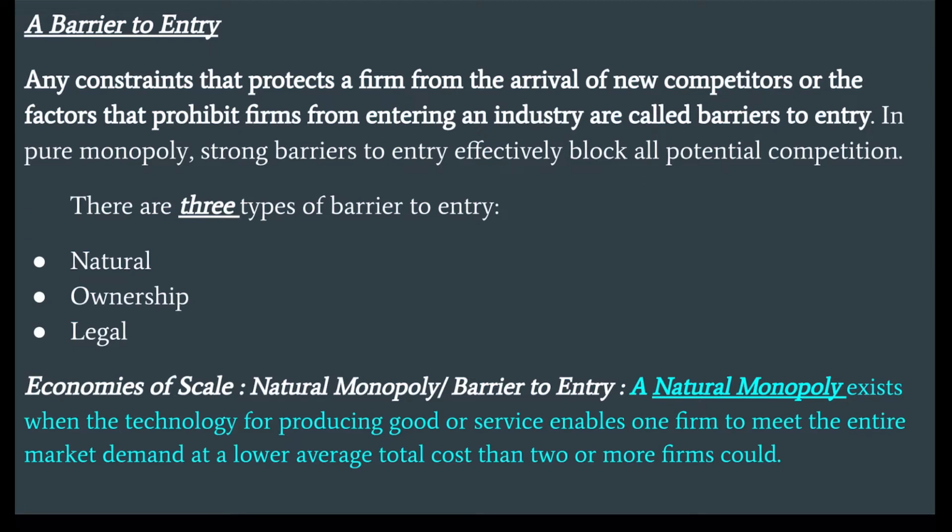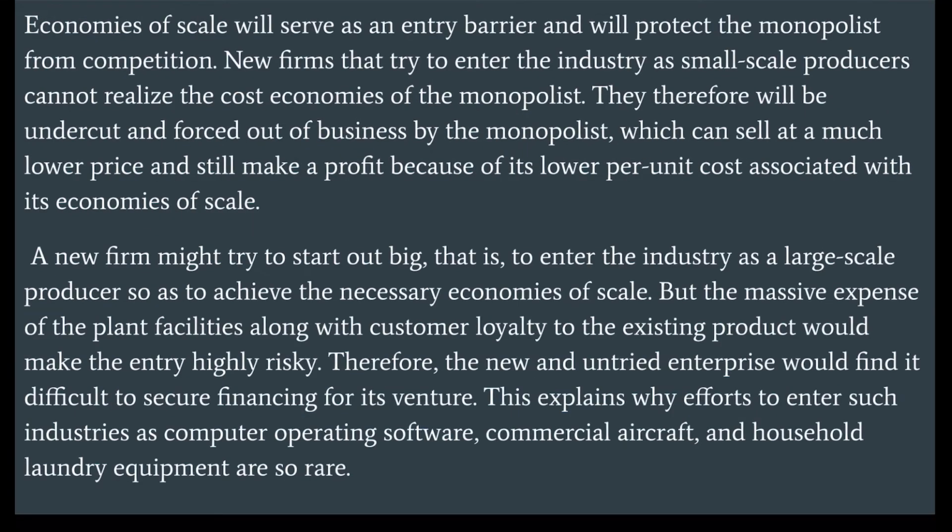A natural monopoly exists when the technology for producing a good or service enables one firm to meet the entire market demand at a lower average total cost than two or more firms could. Economies of scale will serve as an entry barrier and will protect the monopolist from competition. New firms that try to enter the industry as small-scale producers cannot realize the cost economies of the monopolist. They therefore will be undercut and forced out of business by the monopolist, which can sell at a much lower price and still make a profit because of its low per-unit cost associated with its economies of scale.